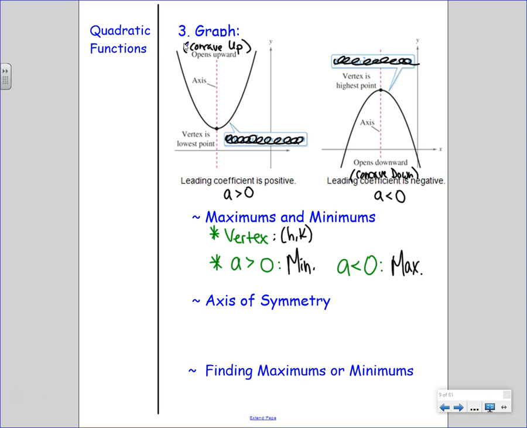We've talked about the axis of symmetry before. Remember, that's the line about which the parabola is symmetric. Because if the parabola gets moved, it's not symmetric about an axis. It's symmetric about its own axis. And we call that the axis of symmetry.